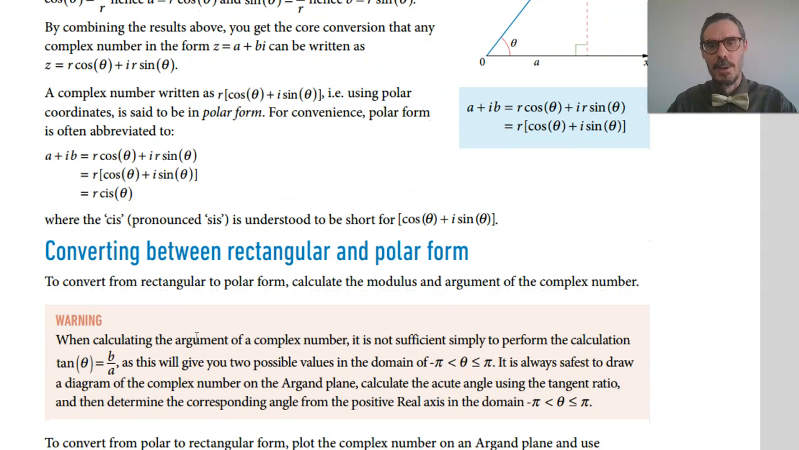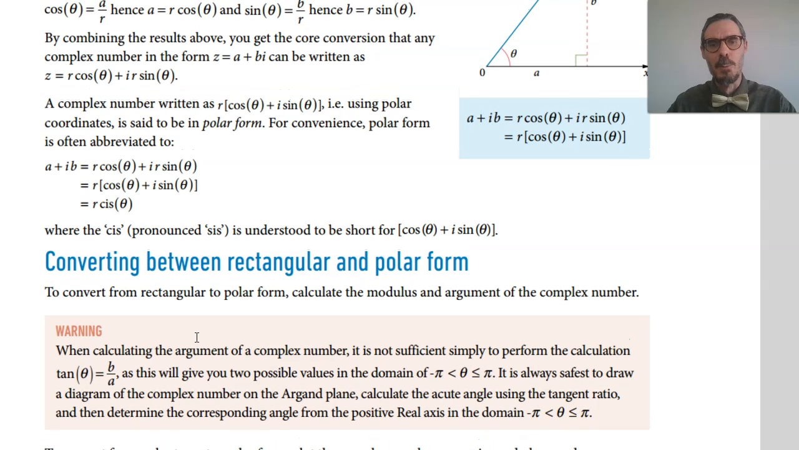Be careful when you're converting, as the textbook says here with a big warning. Your calculator won't necessarily give you the right answer just going b over a, because your calculator will always give you an answer in quadrants 1 and 4. But we need to work out where it is around the full circle. So always, always, always draw the diagram. Work out where you want it. Get the first quadrant acute angle and then add or subtract from pi or 0 to get the number you want, the angle you want.